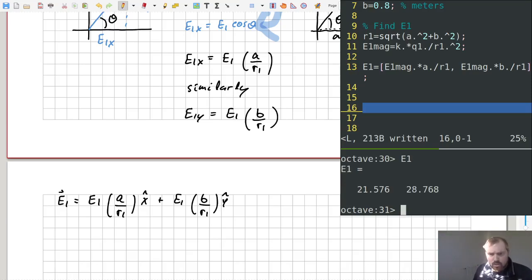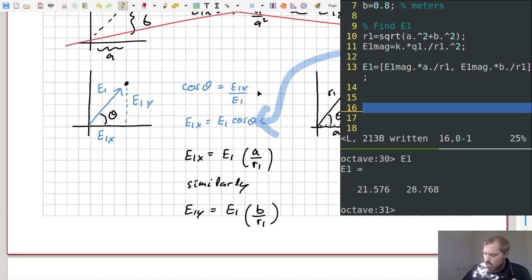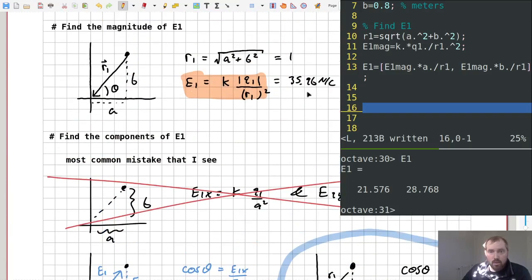Now I have this awesome result that the vector form is stored in MATLAB. I don't have to worry about computing these individually. I've just had MATLAB do it together simultaneously. And I can quickly check myself. Remember before, we said that this magnitude should be about 35.96 newtons per coulomb. So I have my components. If I use the Pythagorean theorem, I can check that I've done my mathematics correctly, because these components squared should come back to that 35.96.